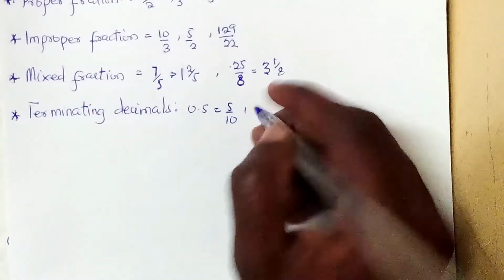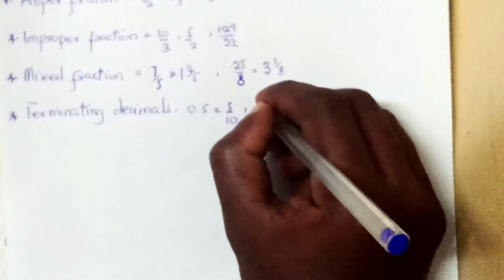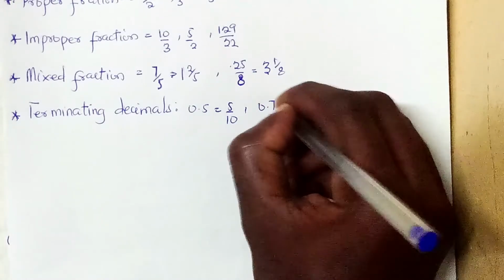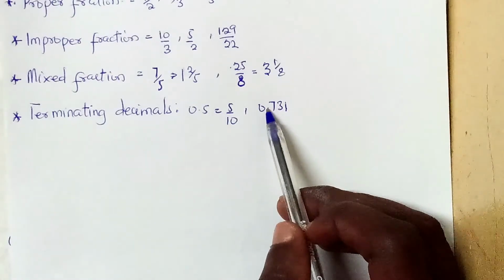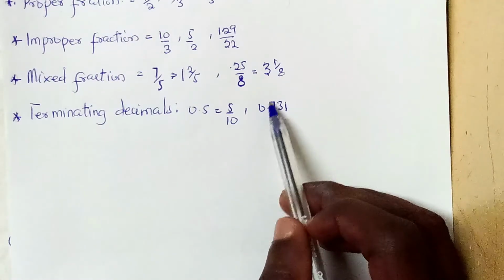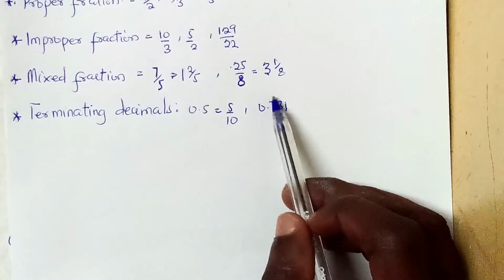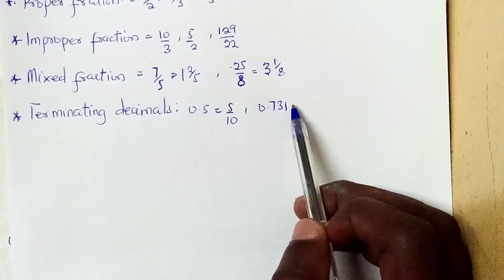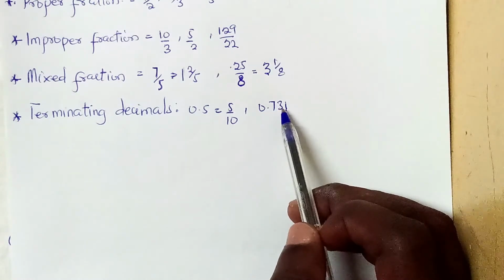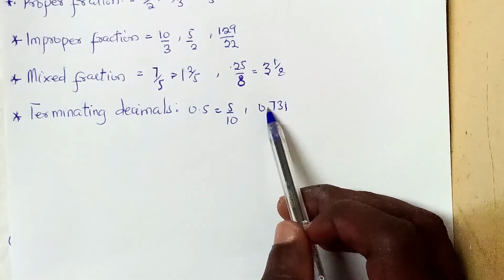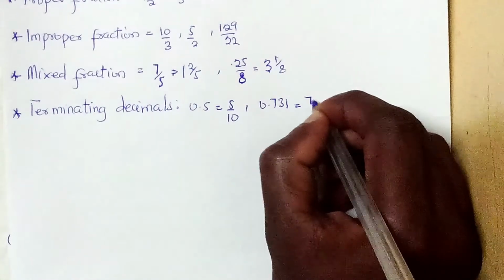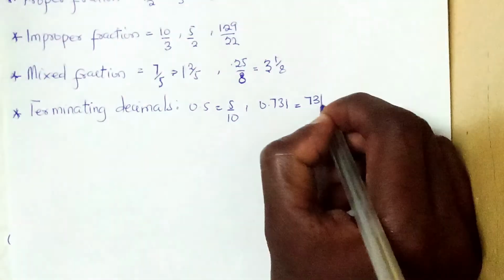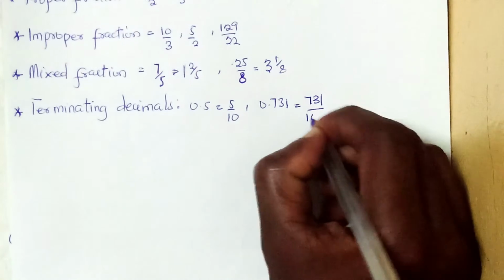We have another example, 0.731. The number of places the point moves determines the number of zeros behind the 1 beneath. So we have 1, 2, 3. So we are going to get 731 over 1000.